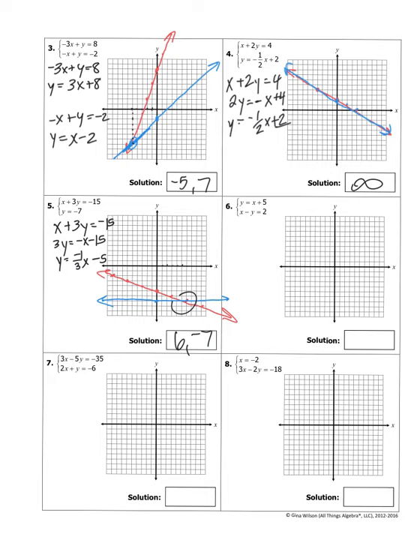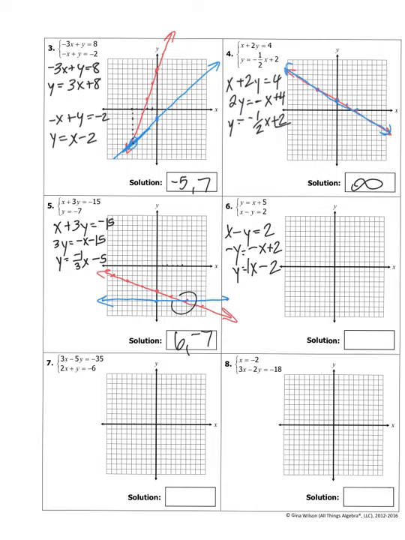Okay, number 6. Let's convert x minus y equals 2 to slope-intercept form. Subtract x, negative y equals -x plus 2. Divide by -1 because we can't leave y as a negative. Negative x divided by -1 is positive x, or positive 1x. Positive 2 divided by -1 is -2.